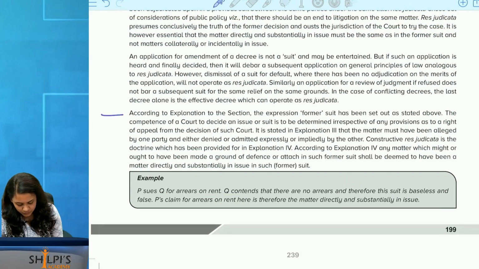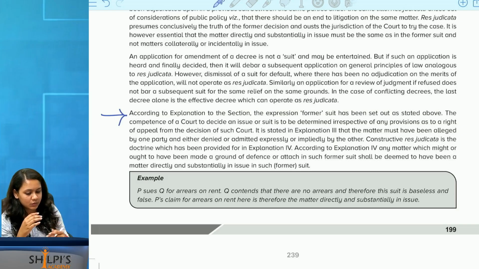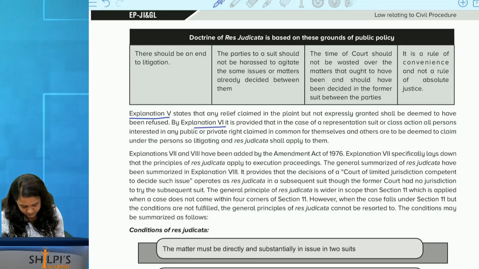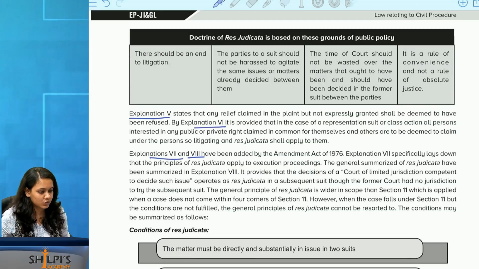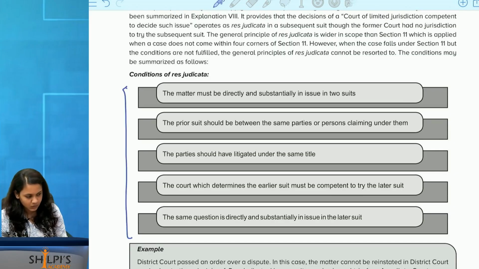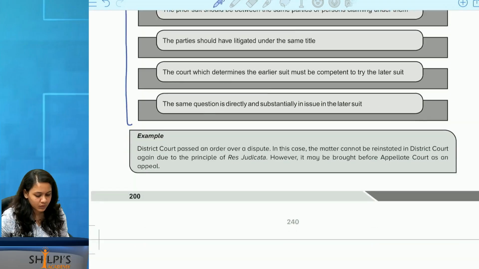Start reading from here. In the notes that I share with you, I have clearly made a distinction between explanation 1, explanation 2, 3, 4, explanation 5, 6, 7, 8, all of that I have specified in the notes also. So make sure to do a reading of that. And conditions. Conditions of sub judice, conditions of res judicata are very important.